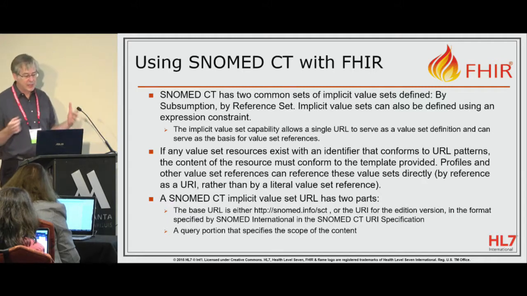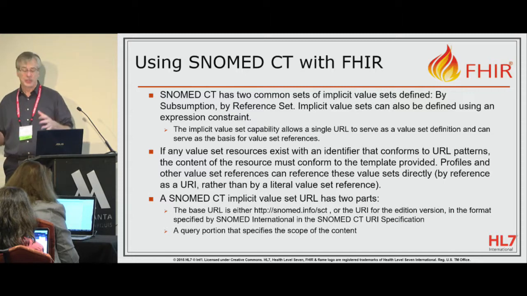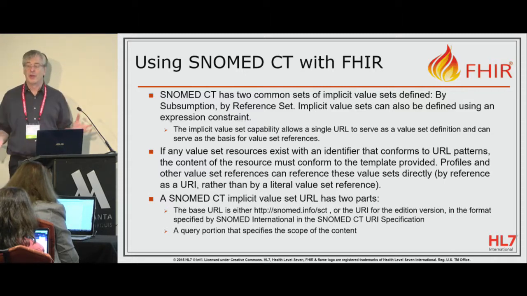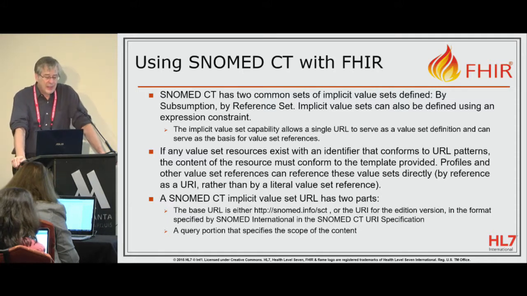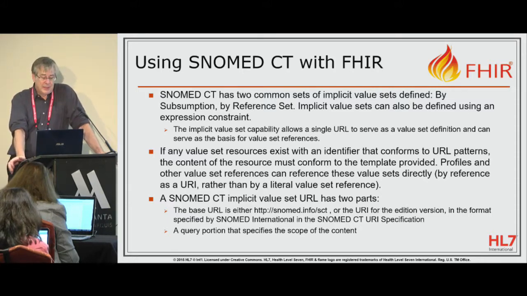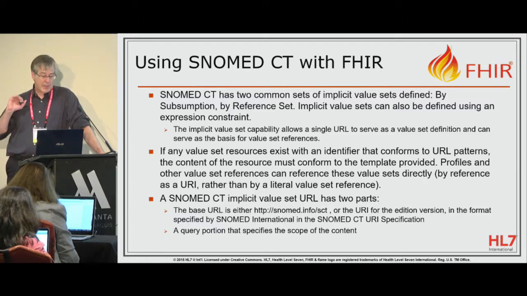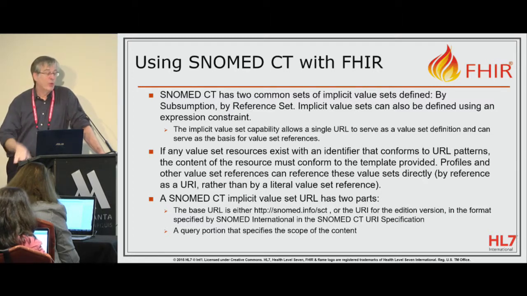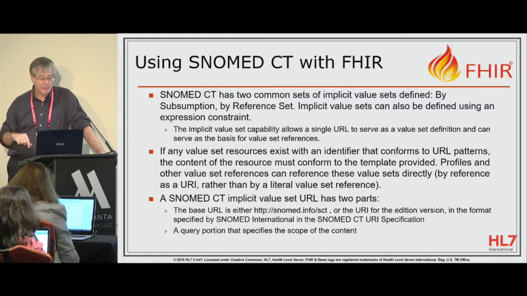The implicit value set capability lets you set a single URL to serve as the value set definition rather than having to worry about hundreds of them. It serves as the basis for your value set. If your value set exists with an identifier that conforms to the ones I showed you earlier, you can also use the URL patterns that are specific for SNOMED. By reference as URL or literally just taking specific codes and putting them in your value set.